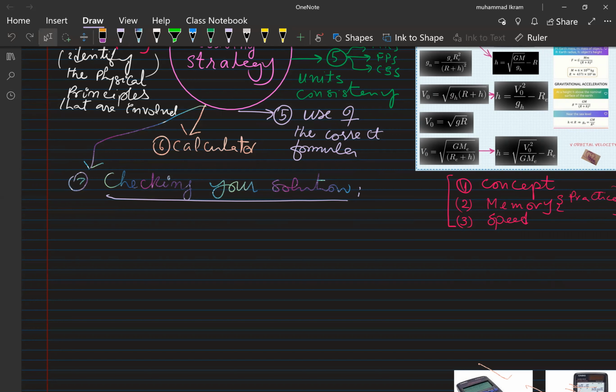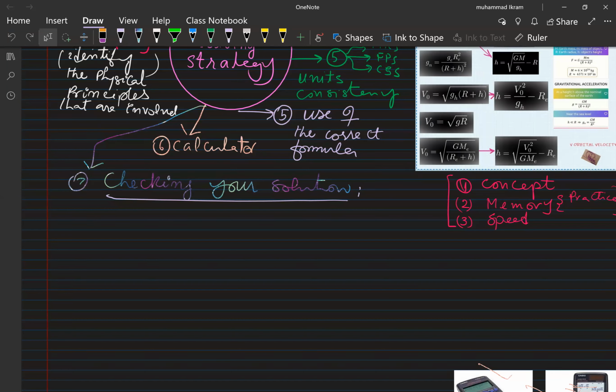Second, for example, if at the end you are calculating the velocity and the unit comes out to be meter per second squared, velocities are not measured in meter per second squared, velocity is measured in meter per second. So definitely there will be some mistakes in your solution, so you should go back and check. Or for example, if a time comes out to be negative, then time is a scalar quantity. It cannot be negative. Time is always positive.